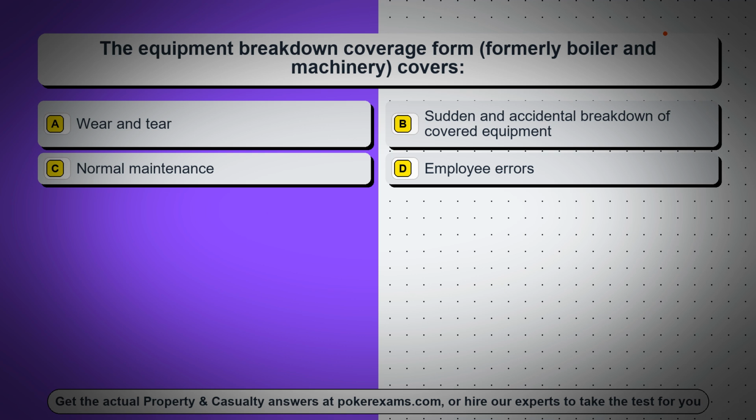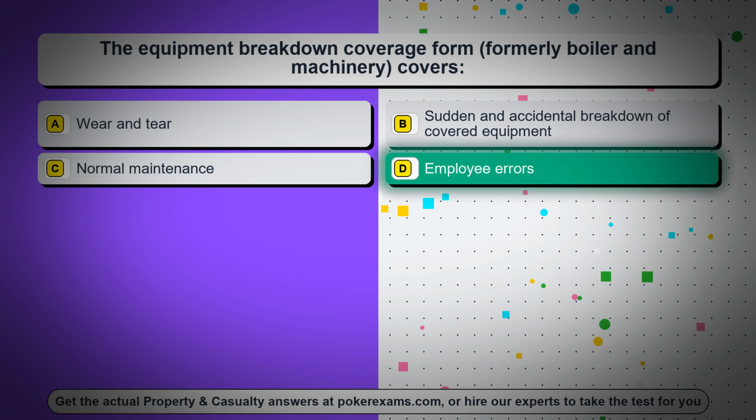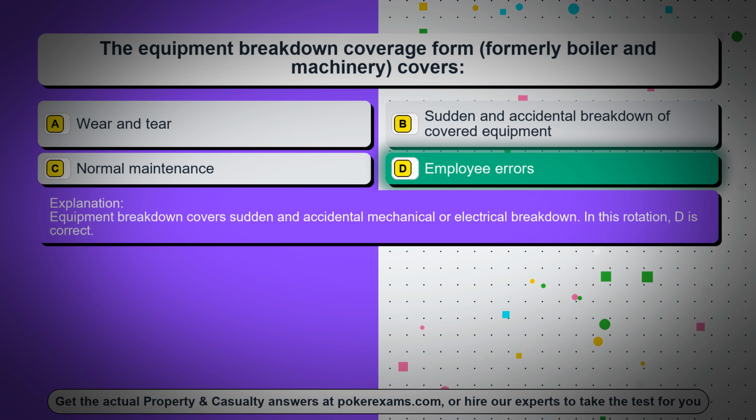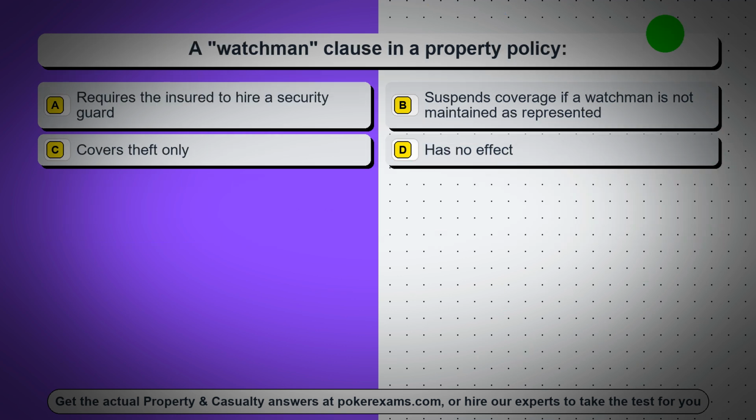Option D, employee errors. The correct answer is option D, employee errors. Equipment breakdown covers sudden and accidental mechanical or electrical breakdown. In this rotation, D is correct. Question 39. A watchman clause in a property policy.